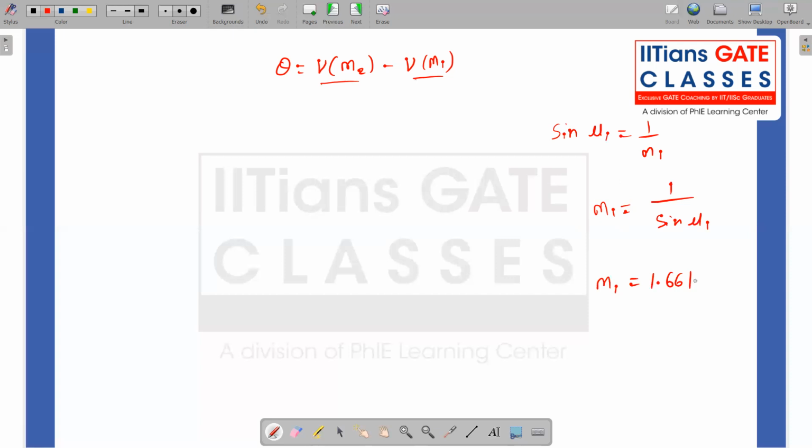If you want, you can put more digits, it's fine, 1.6616. Similarly, what is M2? M2 is nothing but 1 over sine of mu2. So mu2 is 20 degrees. If you put that, you should be able to get M2 to be 2.9238. Okay. So now I have M1 and M2.